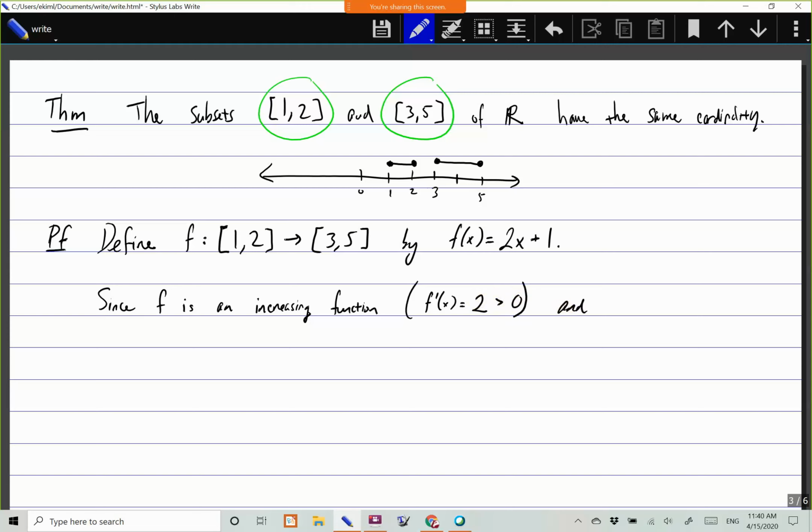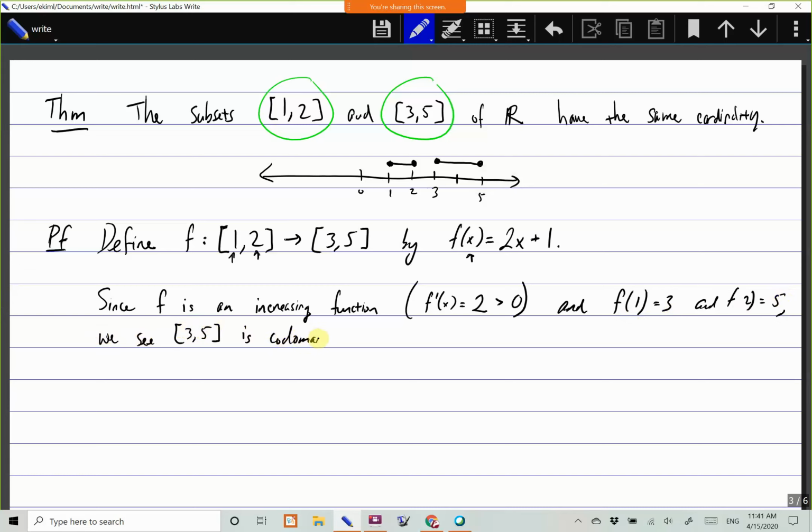And you can compute that f of 1, so I'm using the smallest input, 1, and you plug that in, and you'll get f of 1 is equal to 3, and f of 2, the largest input we look at, you plug that in, 2 times 2 plus 1 is 5. So we know that because we've got a function where when x is 1, y is 3, and when x is 2, y is 5, we see that this interval [3, 5] is the codomain.